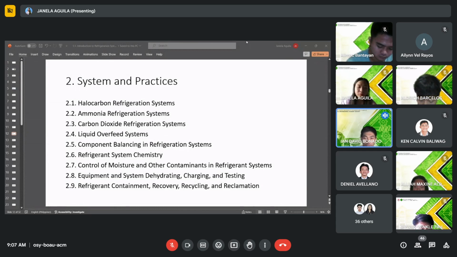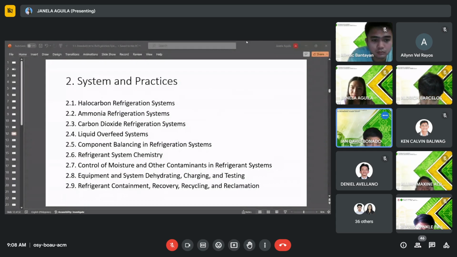Next is control of moisture and other contaminants in refrigerant systems. Controlling moisture and other contaminants in refrigerant systems is crucial for maintaining system performance, reliability, and longevity. Moisture, air, acids, and other contaminants can degrade system components, reduce efficiency, and lead to system malfunctions. Here are some measures: the use of dry refrigerants. Start by using dry, clean refrigerants. Contaminants such as moisture and acids can be present in refrigerants.